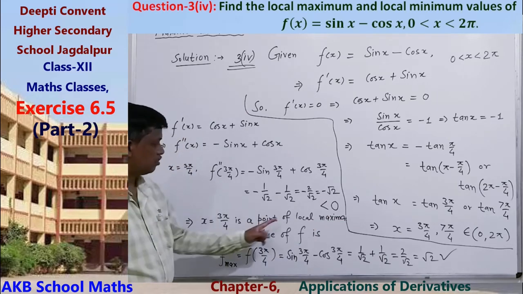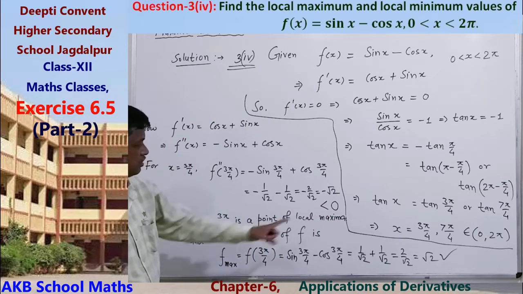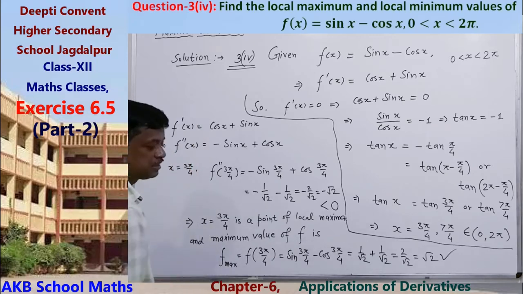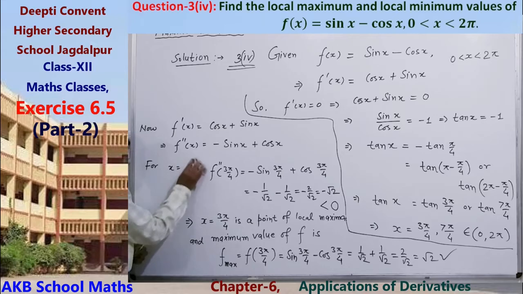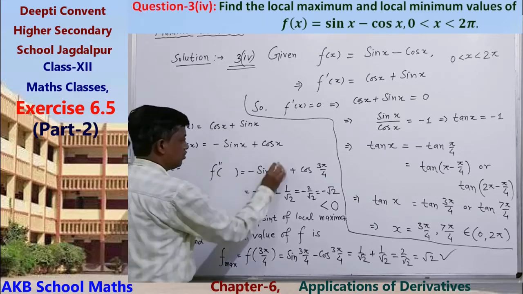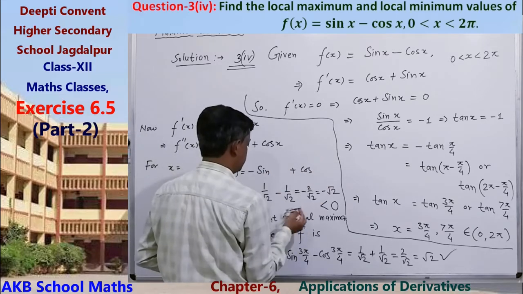This is the point of local maximum, since the second derivative is less than 0. And similarly test for 7 pi by 4. Okay?